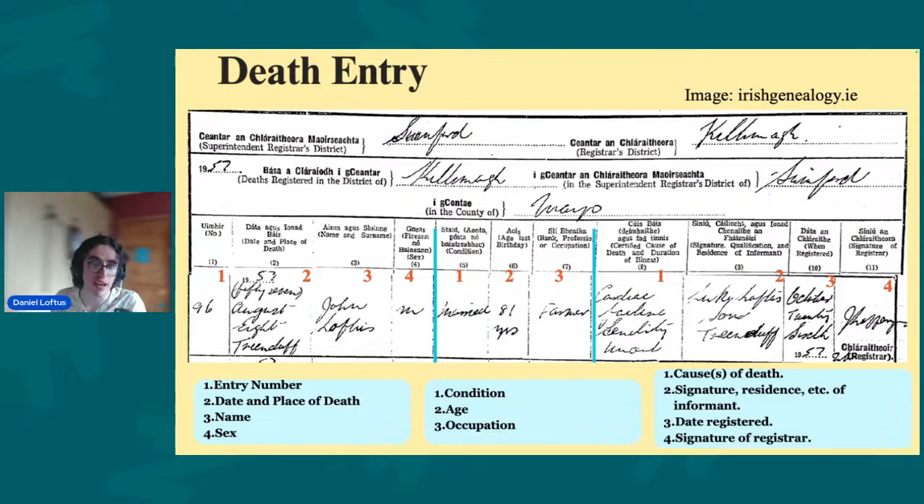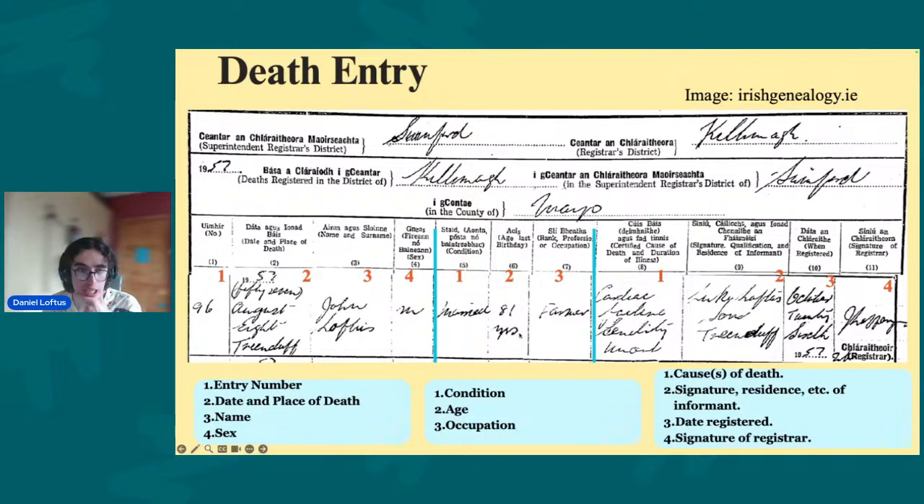So for example, say if Ellen had died before John, and John was recorded as being a widower down in 1957, I could do a search on Irish genealogy for any deaths of Ellen Loftus from 1923, which is the year that the last child was born, up to 1957, to help narrow down a search.